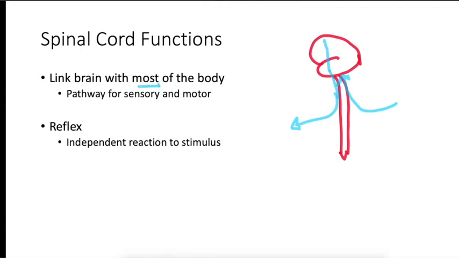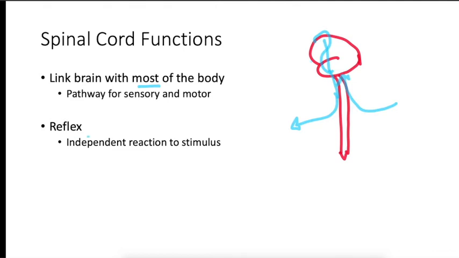And notice I said most of the body, and the reason I say most is because, in fact, there are cranial nerves, as you recall, that are coming out of the brain, and they're also doing important things like sensory of the face or motor to muscles of facial expression or mastication. So most of the body is linked by the spinal cord, except for those areas, particularly in the head, that are covered by cranial nerves.